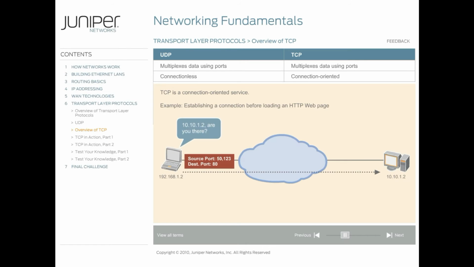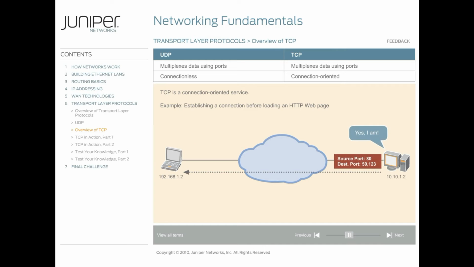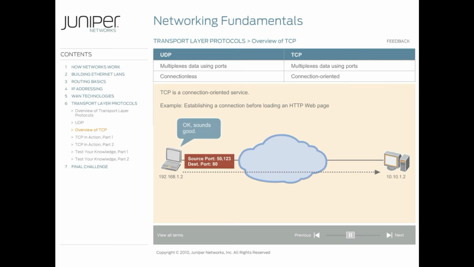Let's look at a simple example. In this case, to load an HTTP web page, the PC must first initiate a TCP connection with the web server, specifying destination port 80, which is the standard port for HTTP, and source port 50,123. The source port is a randomly generated number that is not in the well-known or assigned port number range we learned about earlier. The web server replies, specifying source port 80 and destination port 50,123. And finally, the PC completes the handshake before sending data.